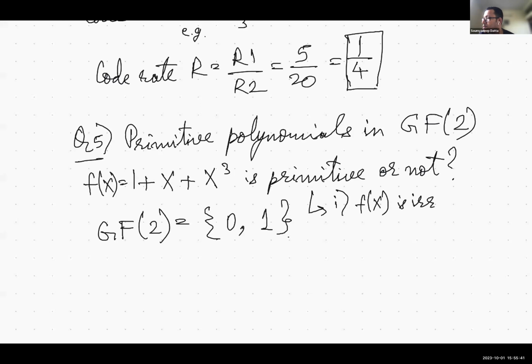Irreducible means there is 1 second. Just 1 second. Some issues there.